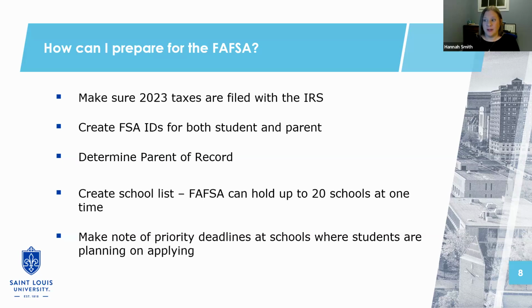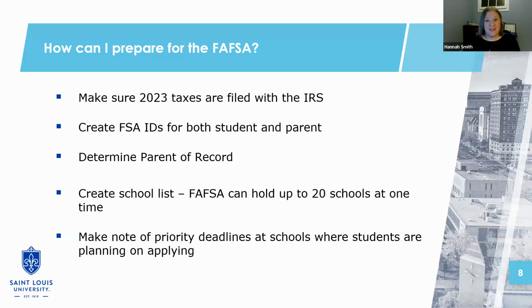You can also get in there and create an FSA ID. We do recommend you do this about a week before you're wanting to actually fill out the FAFSA form. The FSA ID is the Federal Student Aid ID. It's essentially a login, an account on Federal Student Aid, again, studentaid.gov. So you can go out there tonight.